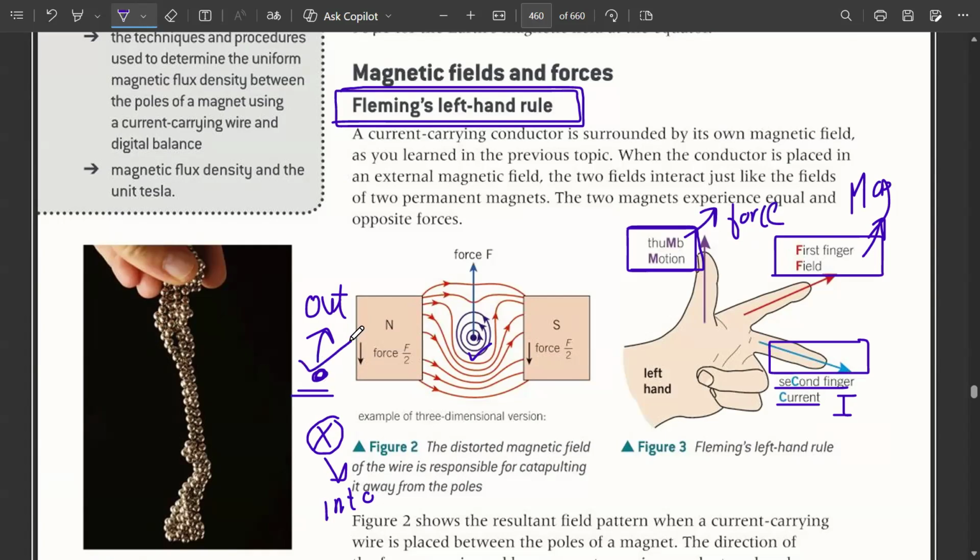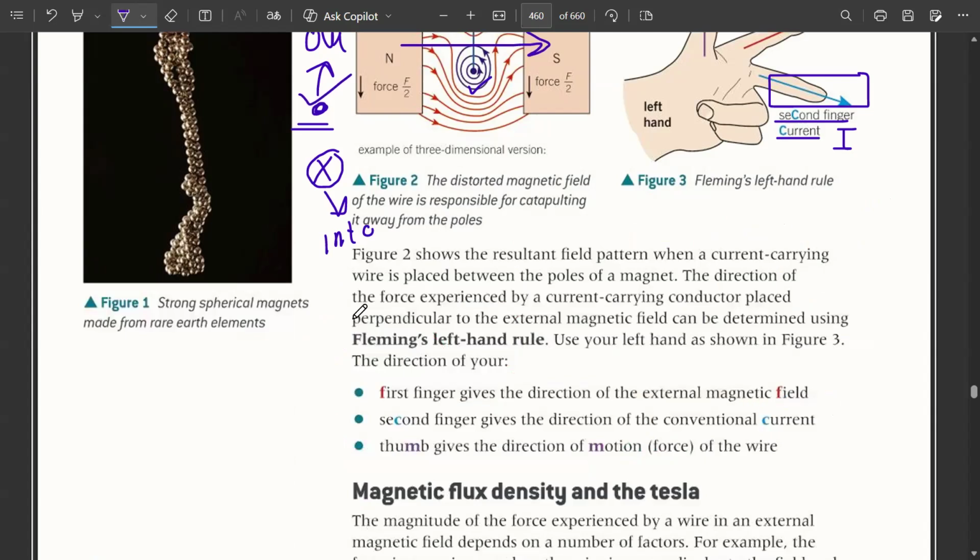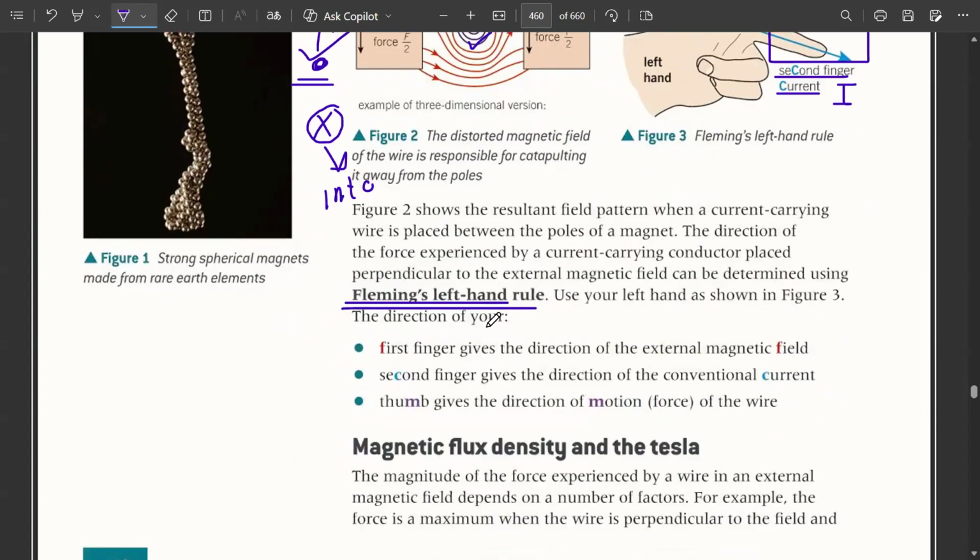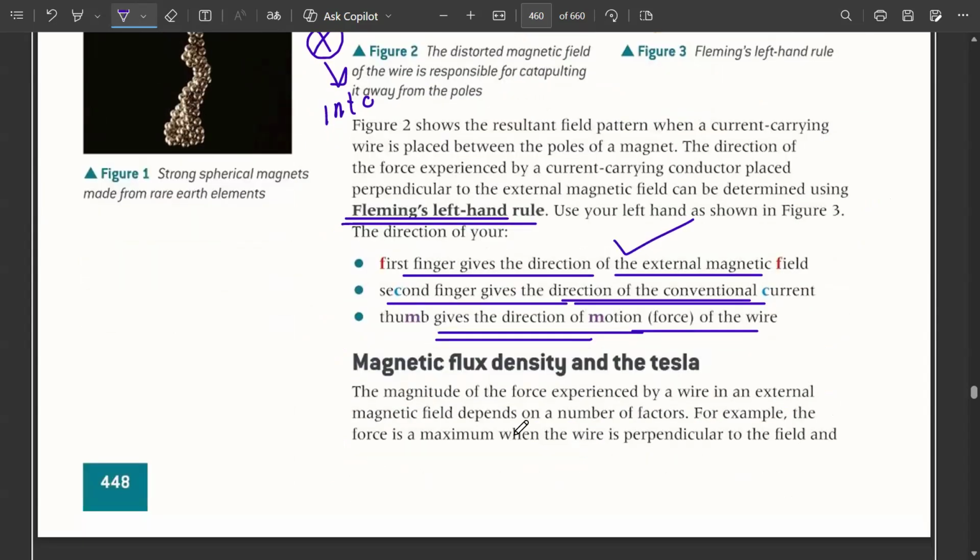Now, out of the page means that you point the middle finger of your Fleming's left hand towards your nose. Your first finger should be pointing in this direction from north to south. And tell me, where is the thumb pointing now automatically? Upwards. Clear? Good job. That is how you use Fleming's left hand rule. The first finger gives the direction of the external magnetic field, the second finger gives the direction of the conventional current, and the thumb gives the direction of motion or the force on the wire.